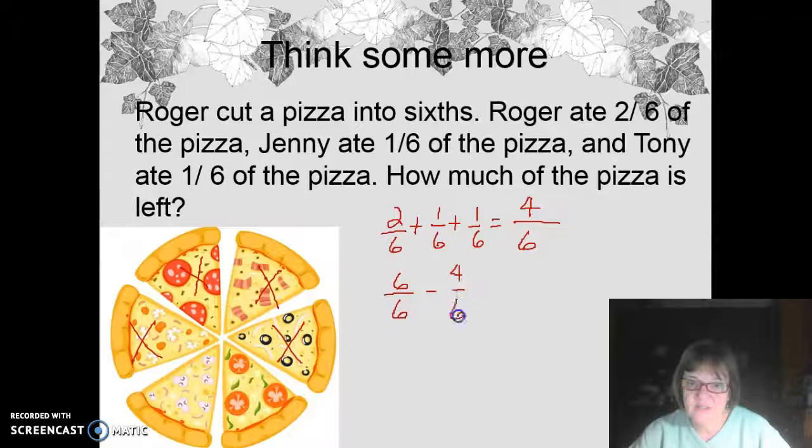And again, we're subtracting. We don't change our denominator. 6 minus 4 is 2, and that's what's left. There's our answer.